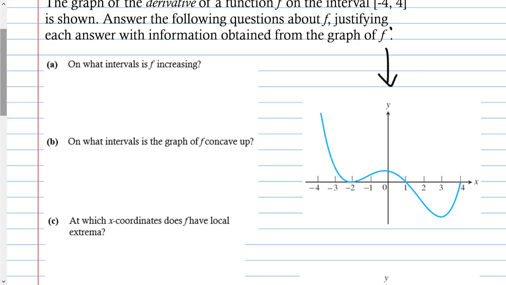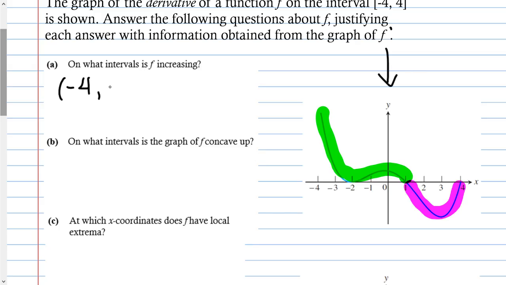So this graph is positive, or above the x-axis, from -4. And let me change to a highlighter. From -4 all the way up to right there, it is above the x-axis, therefore it is positive. And then it is negative from here to here. So where should my original function f be increasing? It should be increasing wherever f prime is above the x-axis. So that is from -4 to 1.